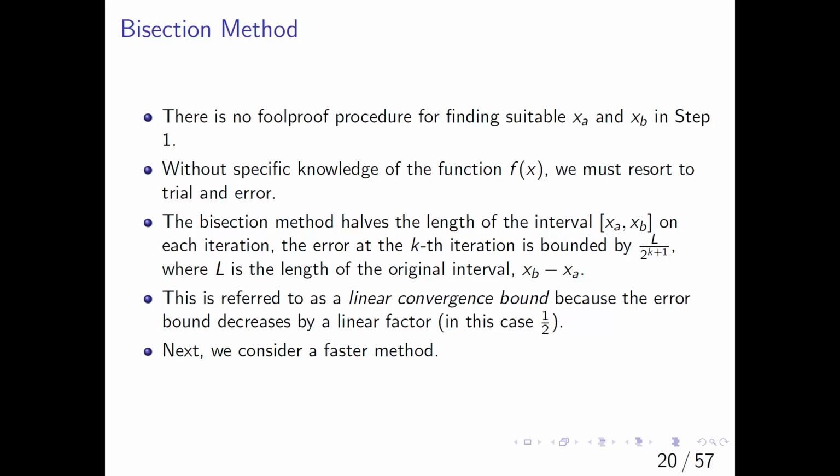Without specific knowledge of the function, we must resort to trial and error. Essentially, you pick 2 points that are far away from each other and check whether the values at these 2 points have different signs or not. Actually, this is not the trickiest thing about bisection. The tricky part is that the bisection method is not very efficient in finding the true solution.